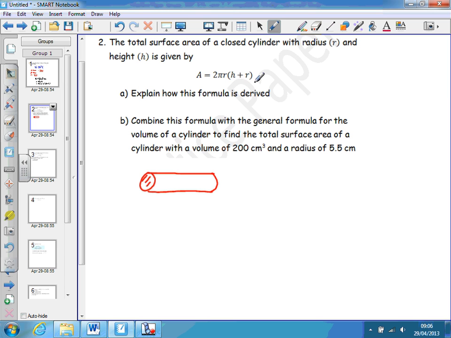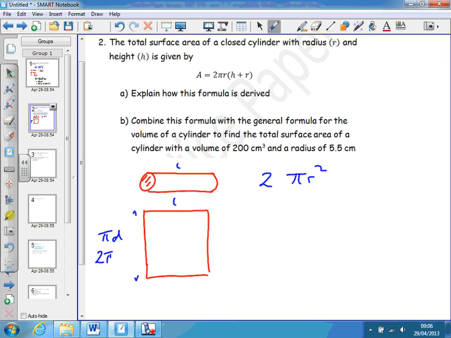So the surface area of this thing is going to be the two ends, which is two lots of the area of a circle, pi r squared. You're not given that formula for the area of a circle, so you're expected to know that. And then, if you imagine this cylinder unwrapped, the sides of it will be a rectangle, basically, where this dimension will be the length, so that will be the same as the length of the cylinder, but this dimension here will be the circumference of the cylinder, which is pi times the diameter, or 2 pi r. And again, that formula you're not given, so remember that the circumference of a circle is 2 pi r, or pi times the diameter.